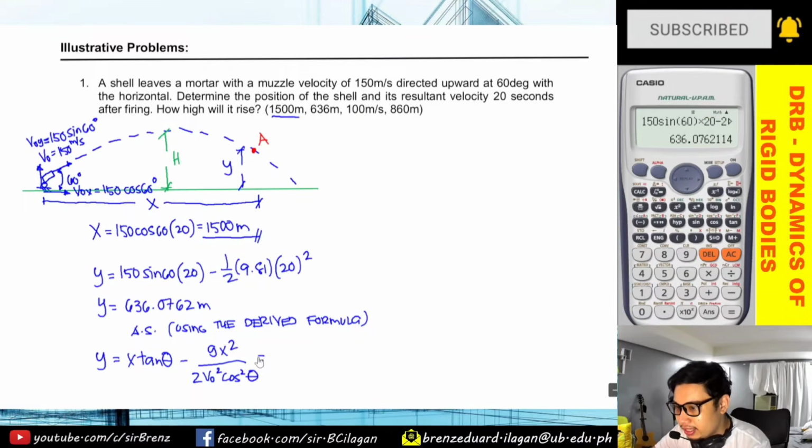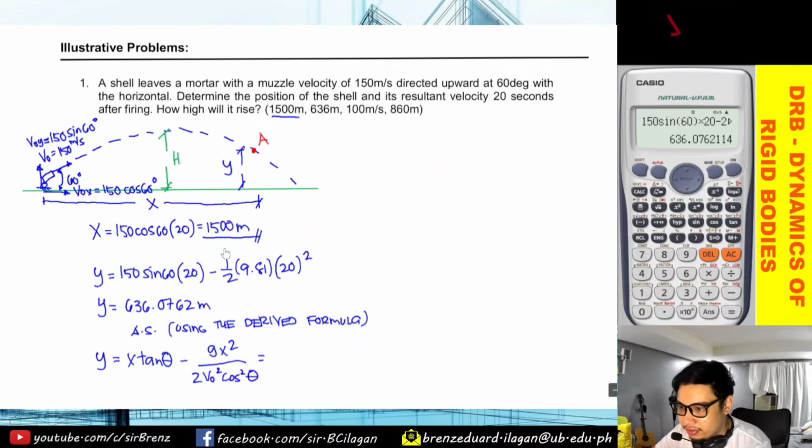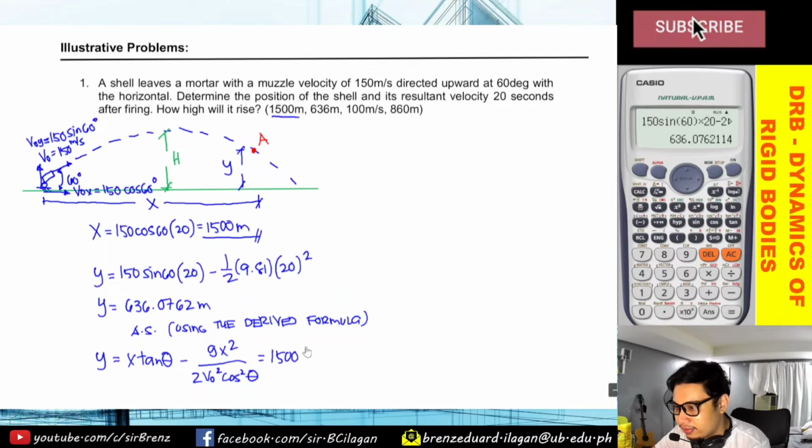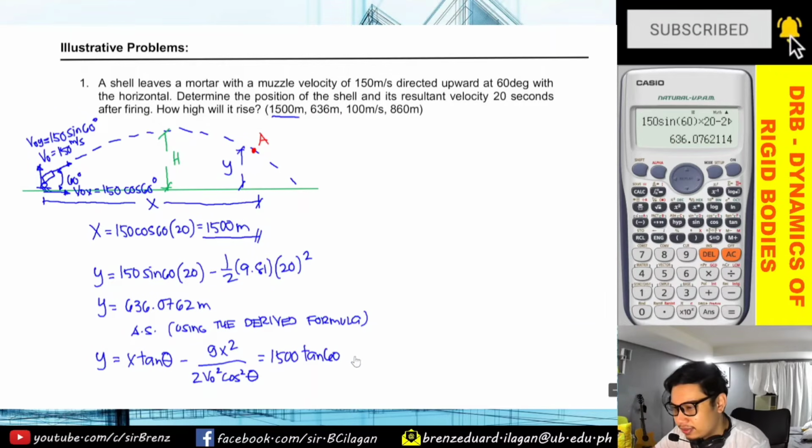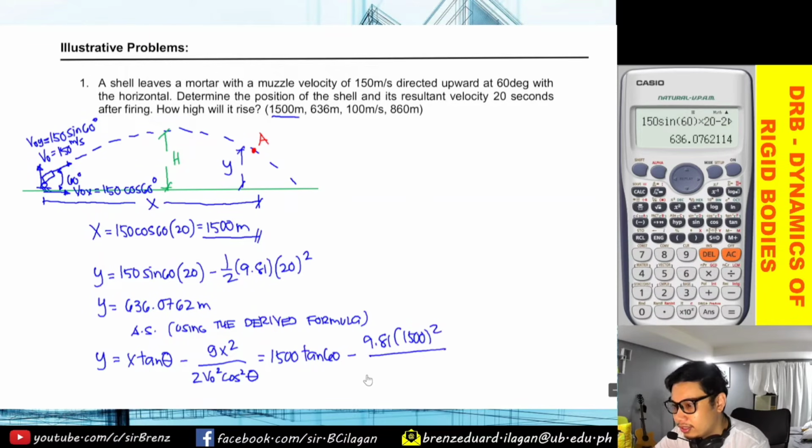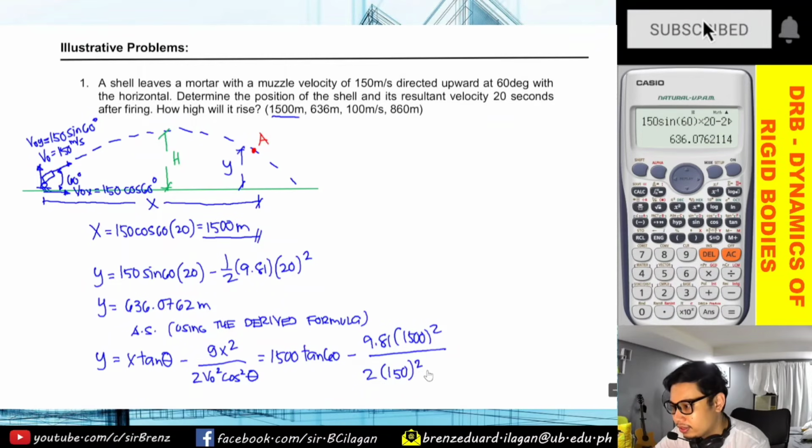So, check lang natin since meron na tayo nakuha ng value ng x, which is 1,500. So, gamitin lang natin siya. So, 1,500 tangent 60, and then minus 9.81 times 1,500 squared all over 2 times the initial velocity na 150 squared and then cosine squared of theta, theta is 60 degrees.